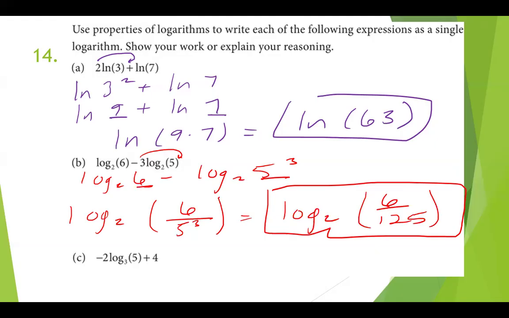I just didn't want to write 125. So I'm like, where did that come from? It came from 5 to the third.